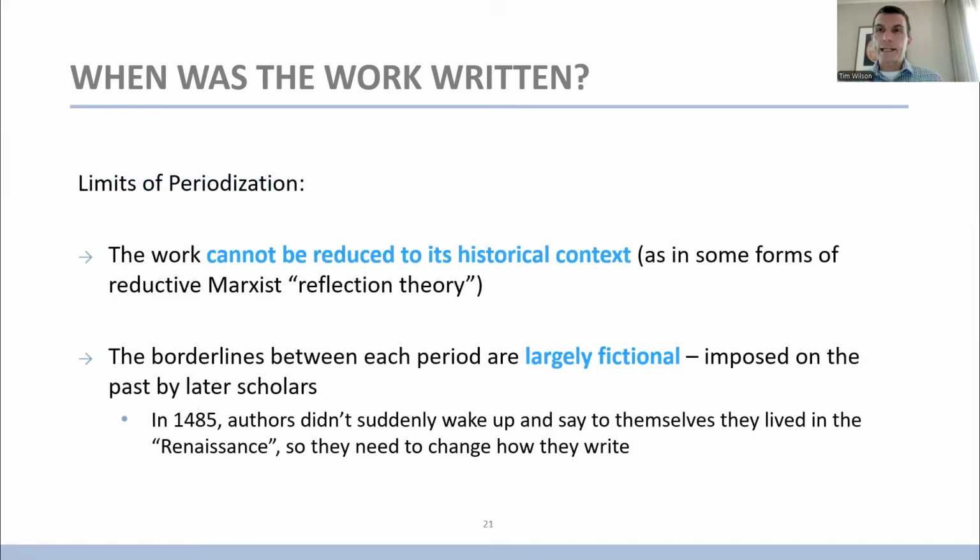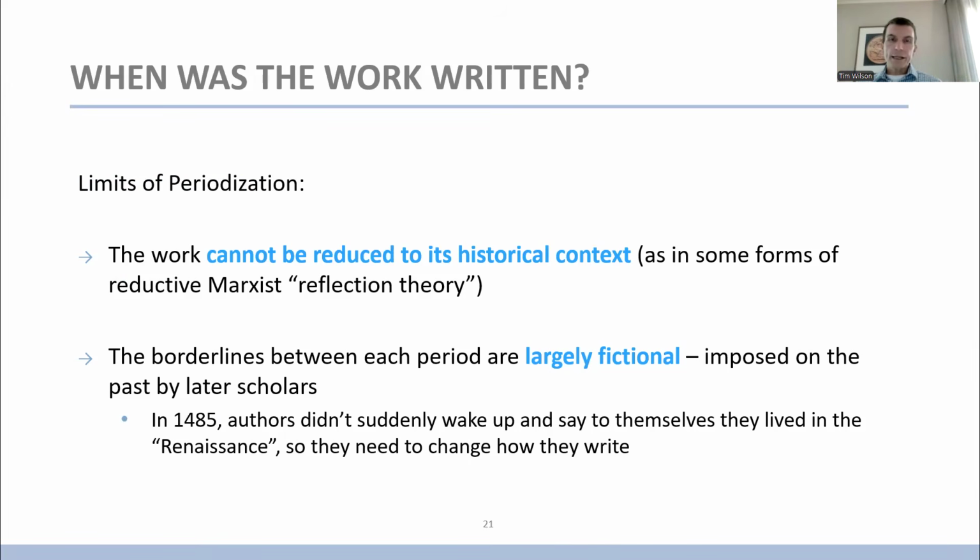However, there are limits to periodization. A work cannot be reduced to its historical context. In some forms of Marxism, what's called reflection theory, all literary works were seen as merely reflections of their material conditions, their socioeconomic context. So if you lived in the Middle Ages with a feudal mode of production, then you would have certain ideas and literary forms produced de facto, and those were just epiphenomena of those material conditions. That is reductive, to my mind and that of most scholars.